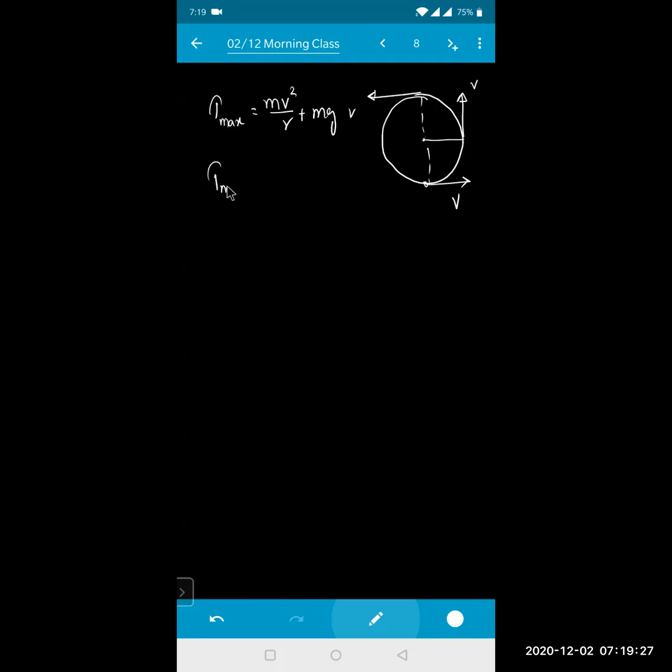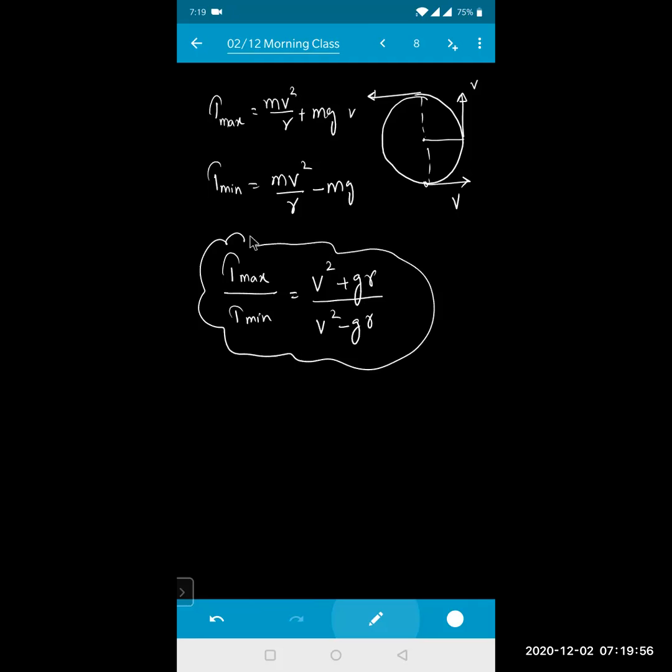Then T minimum is equal to m into v square by r minus m g. Then see what happens: T max divided by T minimum is equal to, everywhere m is getting cancelled, so one is v square plus g r, divided by v square minus g r. So this will be the relation. The difference in maximum and minimum velocity will become how much? So this is your second point right now.